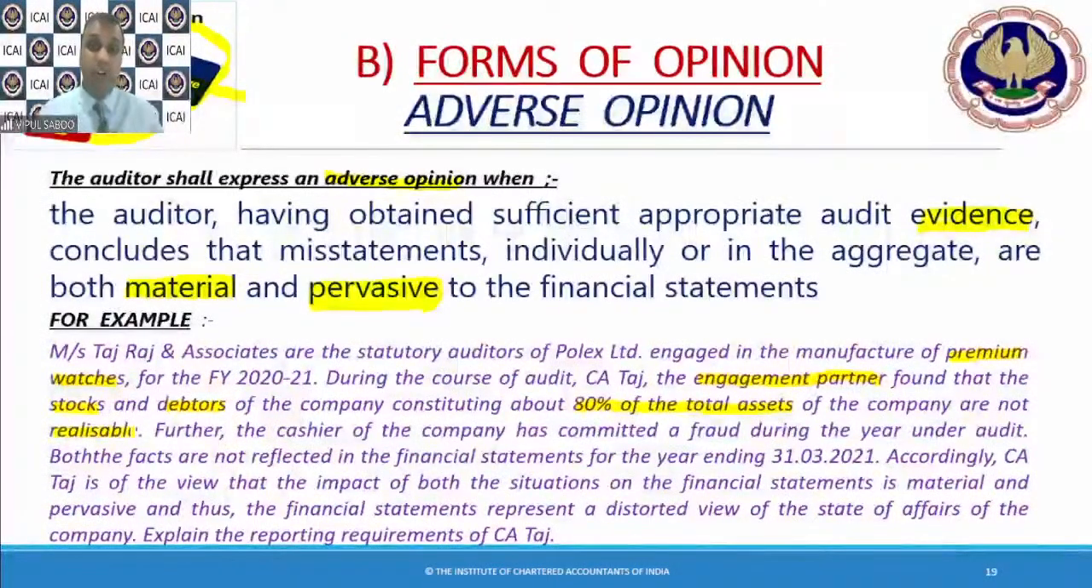Huh? Not realizable? How are they current if they are not realizable? Further, the story is not over yet. The cashier of the company has committed a fraud during the year under audit. Both the facts are not reflected in the financial statements for the year ending 31/3/21. See, stocks and debtors make up 80% of the assets, and they're not realizable.